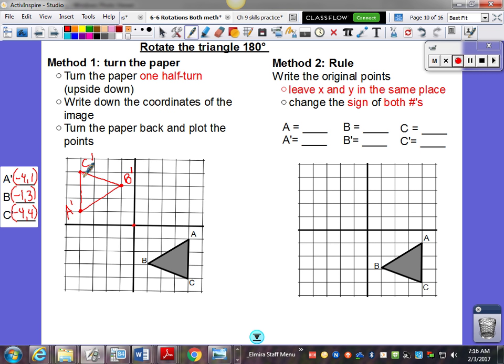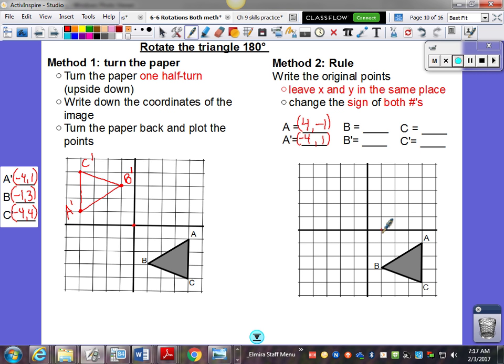Here again, there's a rule to it, if you want to follow that. 4 and -1 is my original coordinate, and -4 and +1 are my new coordinates. So the x and y stay in the same place. They don't switch places, but they do switch signs. They go to opposite signs.